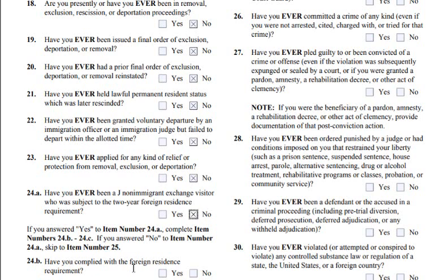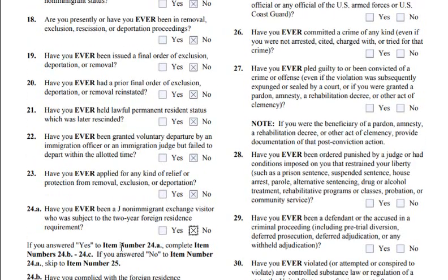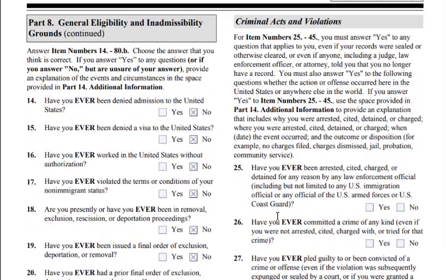If you answer yes to item number 24.a, complete items 24.b and 24.c. If you answer no to item number 24.a, skip to item number 25. Have you ever been arrested, cited, charged, or detained for any reason by any law enforcement official, including but not limited to any U.S. immigration official or any official of the U.S. Armed Forces or the U.S. Coast Guard? Yes or no.